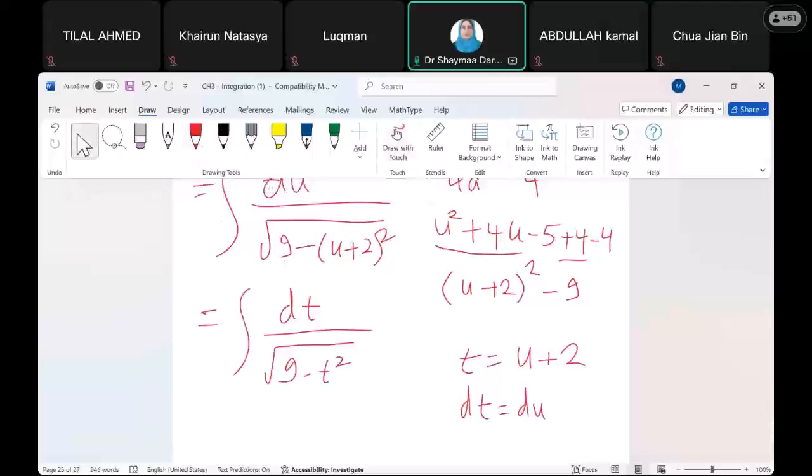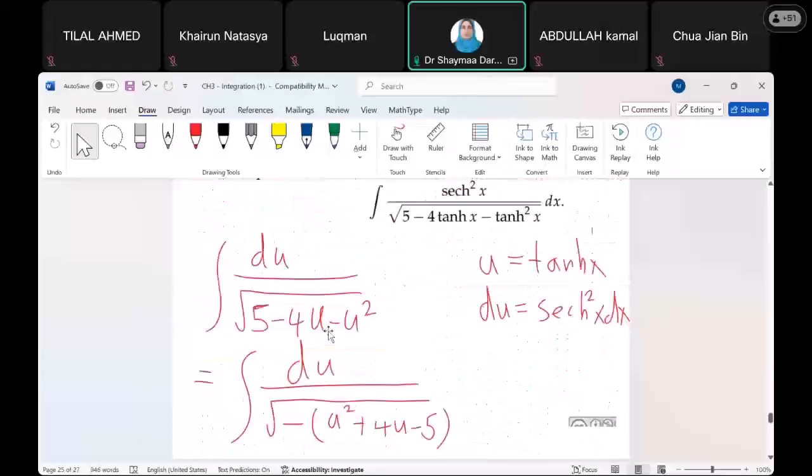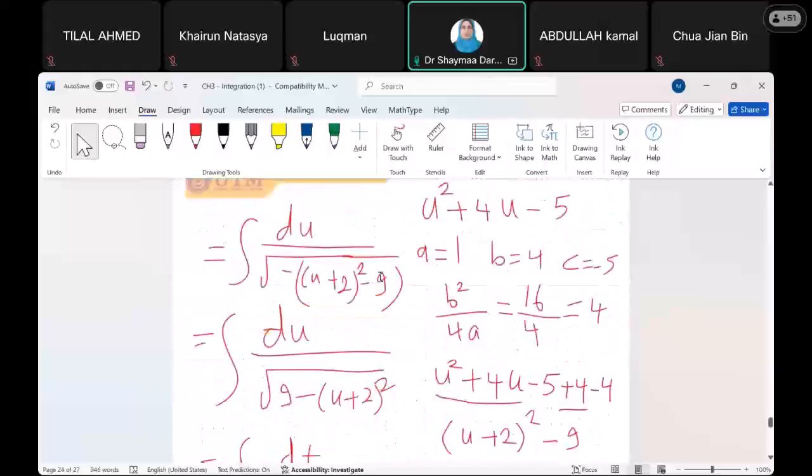So now we need to go for the formulas that we usually have in the test and check which formula is suitable for our integral. What we have here is square root of 9, or a square minus x square, which gives sine inverse. So this is equal to sine inverse of t over 3. A square is 9, so a is 3. This is an indefinite integral, so plus constant.